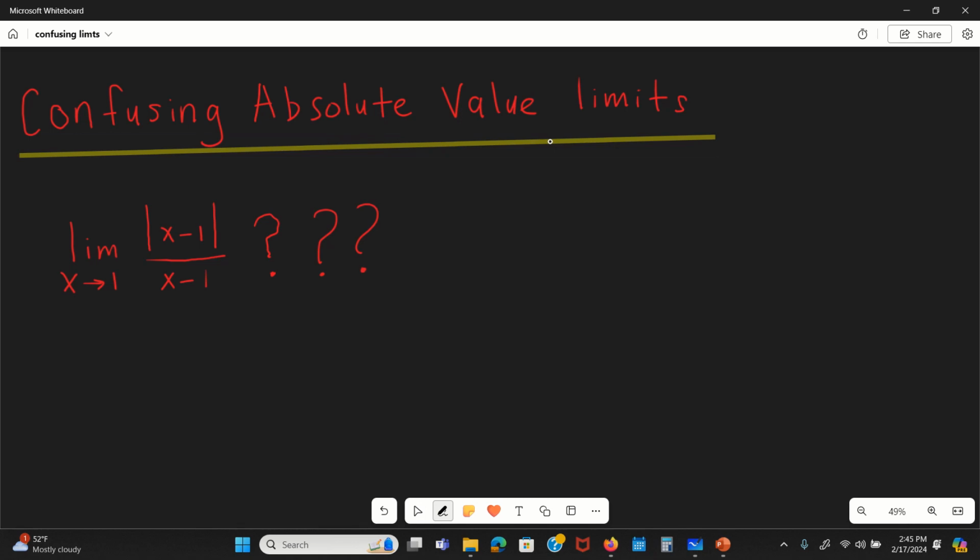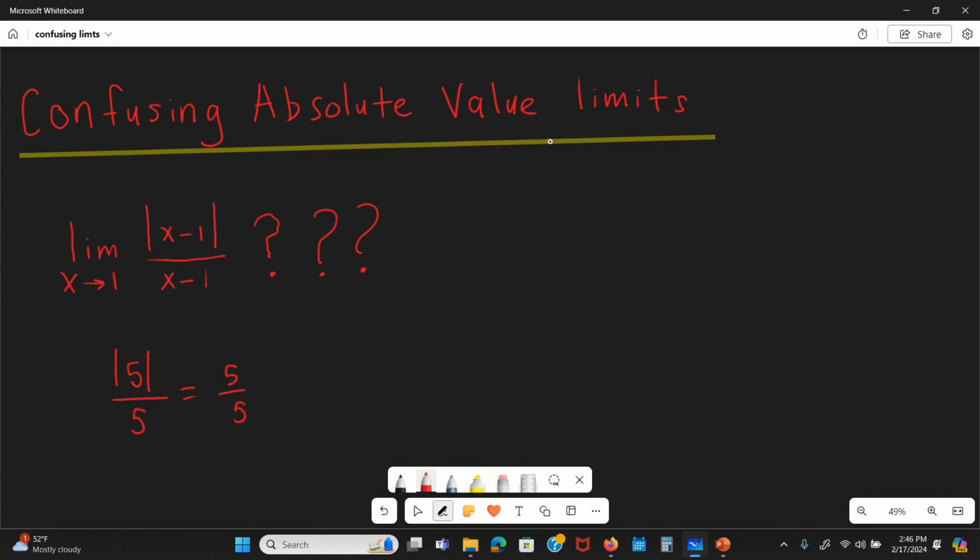In today's video, we will solve a very confusing absolute value limit problem. Let's have a look at this problem. The limit of the absolute value of x minus 1 divided by x minus 1 as x approaches 1. Now, some of you might argue that, for example, the absolute value of 5 divided by 5 is equal to 5 divided by 5, which is equal to 1.